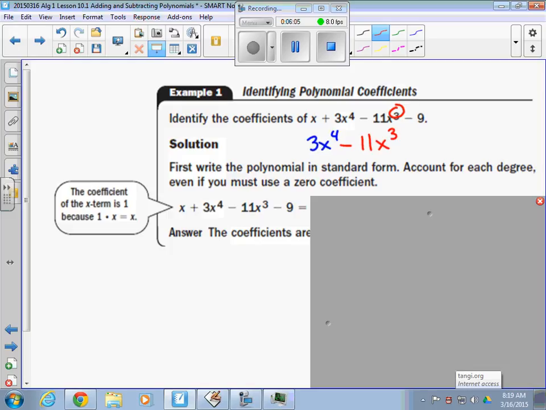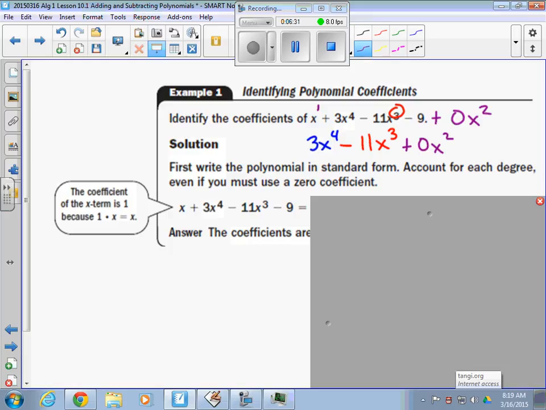Then notice that there is no x squared up there. It goes from x to the third right to x to the first power. So since we're identifying coefficients, there is 0x squared. There are none. It's a placeholder is what it is. So it would be plus 0x squared.